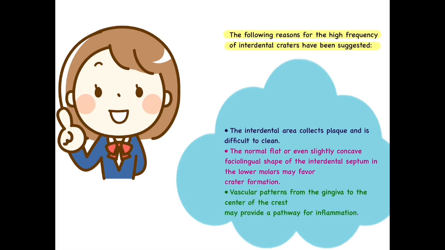So you might get an MCQ wherein you are asked which area is particularly susceptible for occurrence of interdental craters. That would be the mandibular molars, right? The third pattern is the vascular pattern, which somewhat favors crater formation there. The vascular patterns from the gingiva to the center of the crest are somewhat tortuous, which makes it susceptible for crater formation, right?